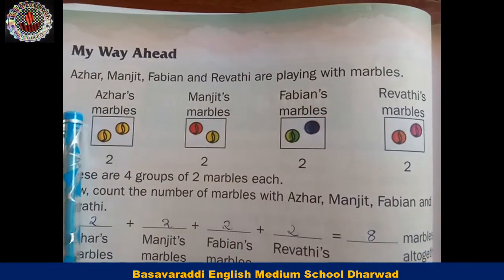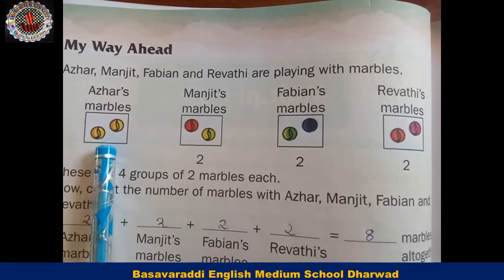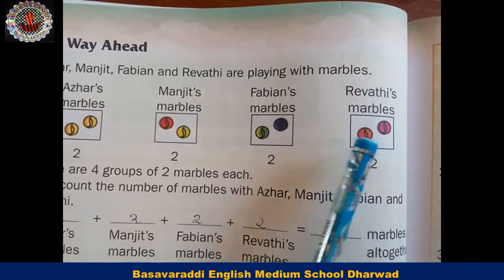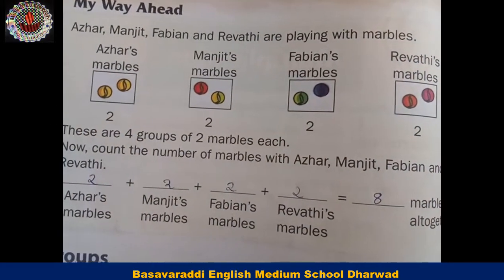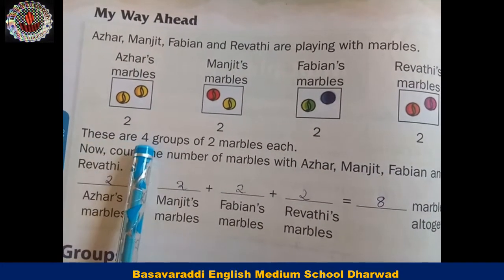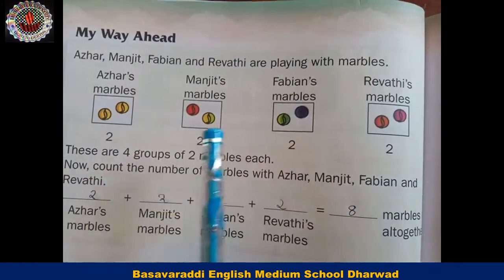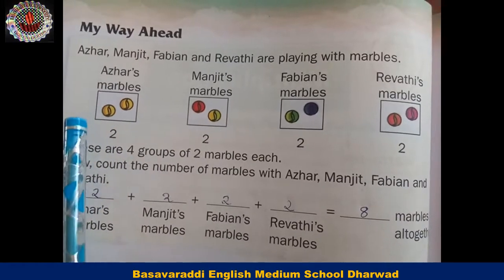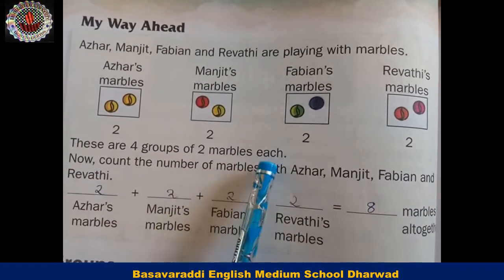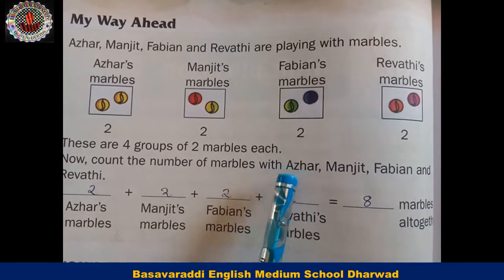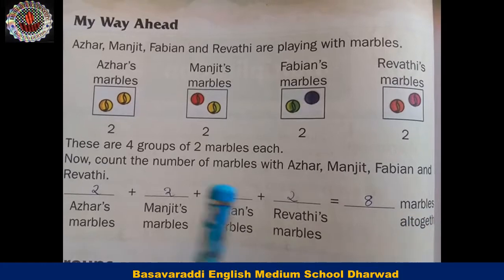Moving ahead, Azhar, Manjeet, Febin and Revati are playing with marbles. See, Azhar's marbles, 1, 2, and Manjeet's marbles also 1, 2. Febin's marbles also 1, 2 and Revati's marbles also 1, 2. So 2 each. See, these are 4 groups, 1 group, 2 group, 3 group and 4 groups, of how many marbles each? 2 marbles each.